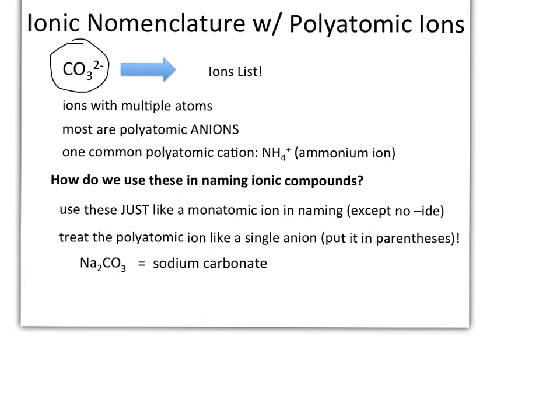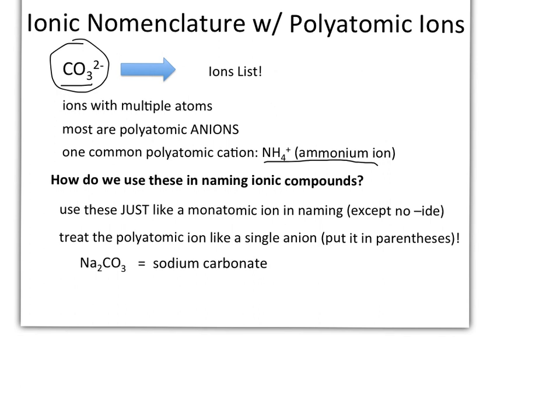So basically, as you guys should be familiar with, polyatomic ions are ions that have multiple different atom types. Notice carbon and oxygen are the ones present in the carbonate ion. Most of the polyatomic ions that you've been memorizing are anions. One of the most common positively charged polyatomic ions is the ammonium ion. Okay, so you'll come across that as well.